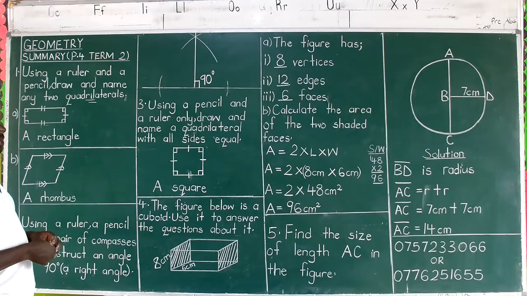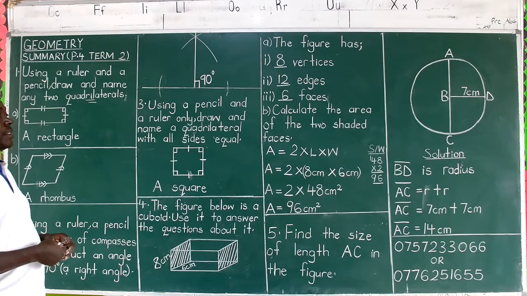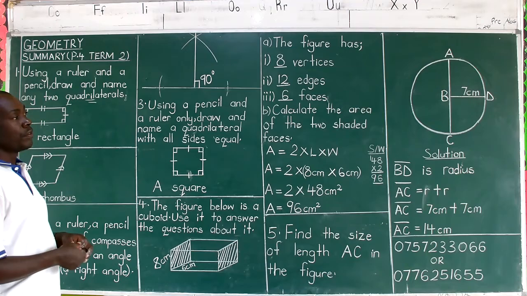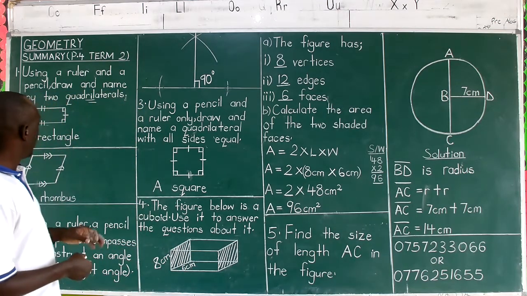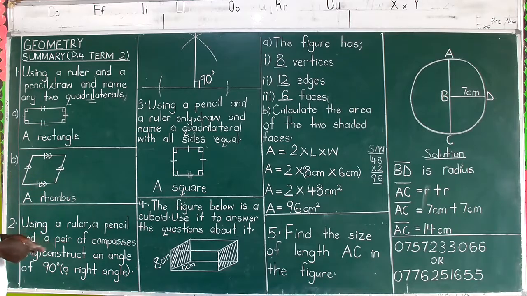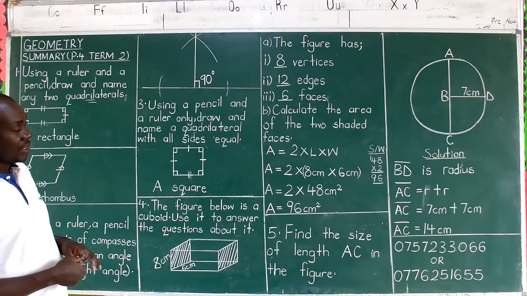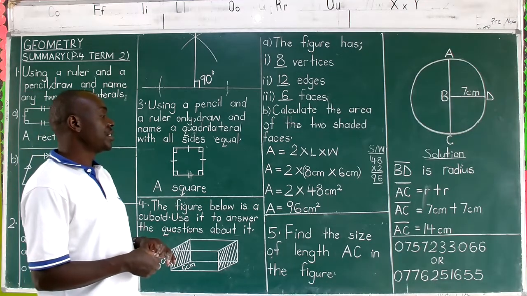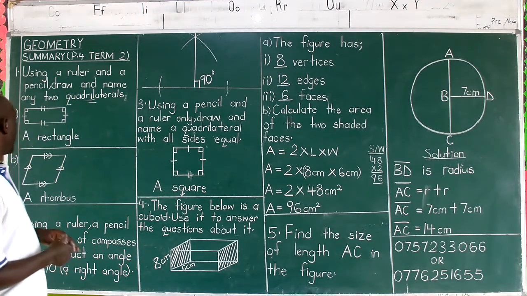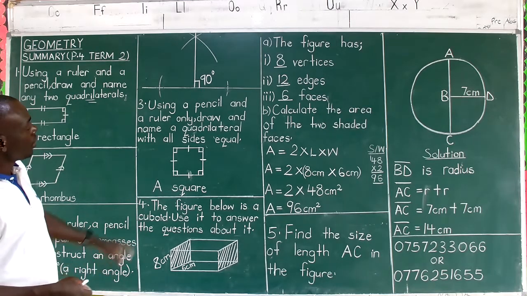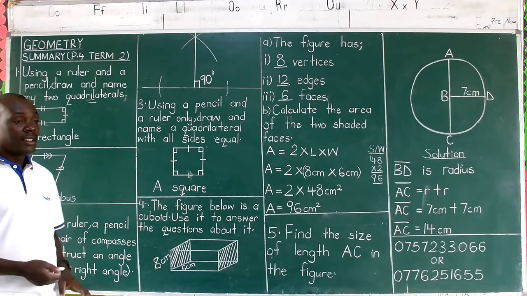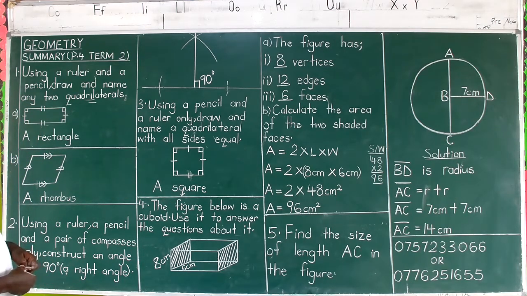A rhombus is not regular. It has only one of the properties of regular polygons. It has all the sides equal, but the rest are different. The interior angles are different, the exterior angles are different, so that's not a regular 4-sided polygon. So a regular one is only a square, which has got everything ending with the word equal.